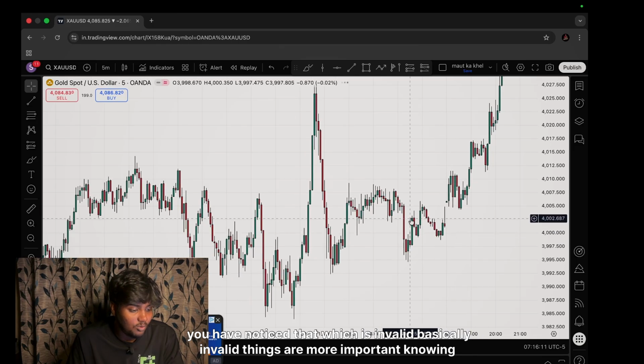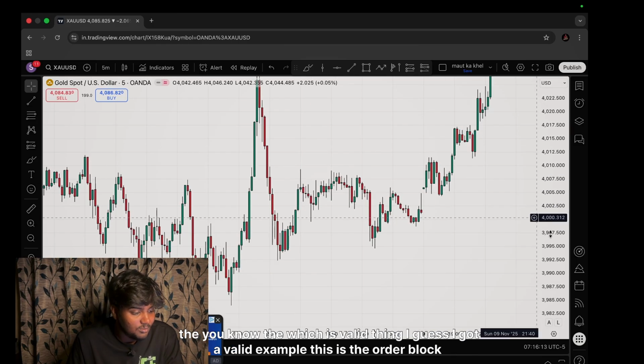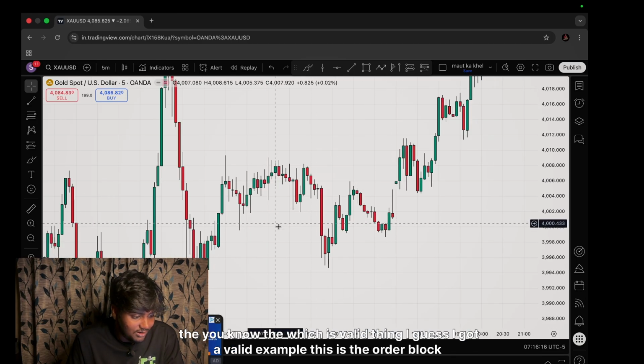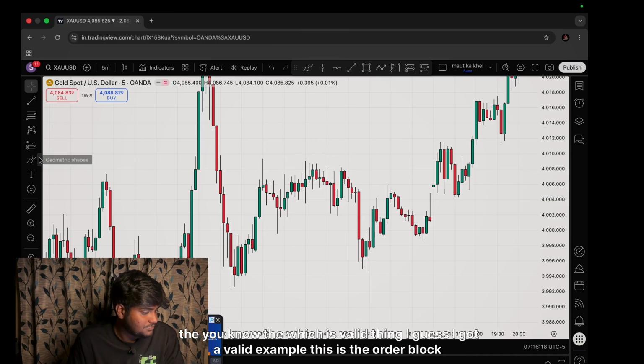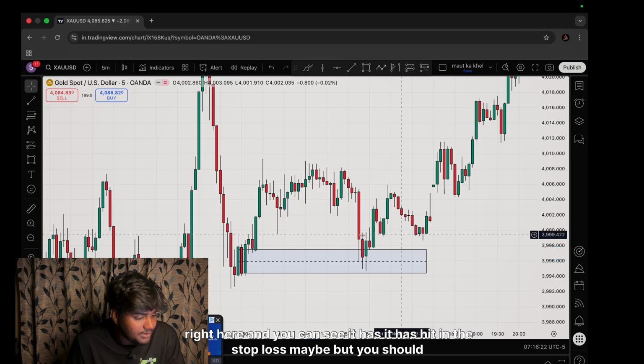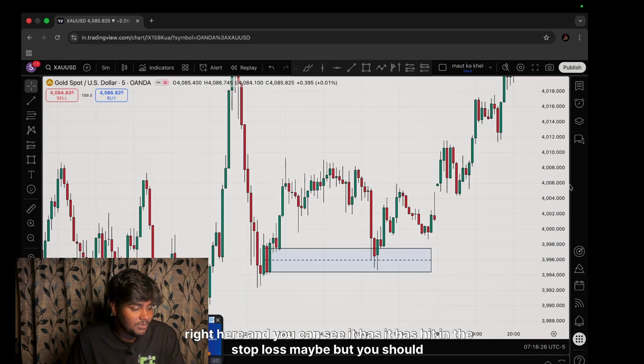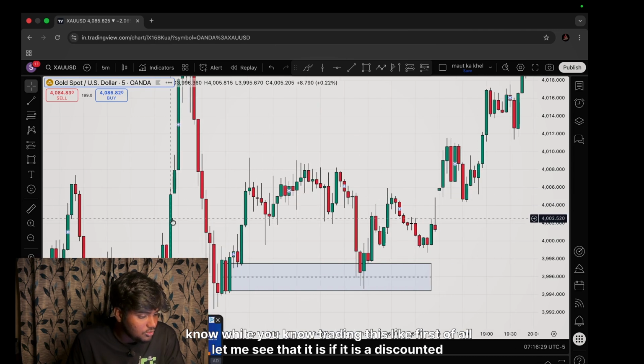Basically, invalid things are more important. Knowing invalid things is more important than knowing the valid thing. I guess I got a valid example. This is the order block right here, and you can see it has hit the stop loss maybe, but you should know this while trading.